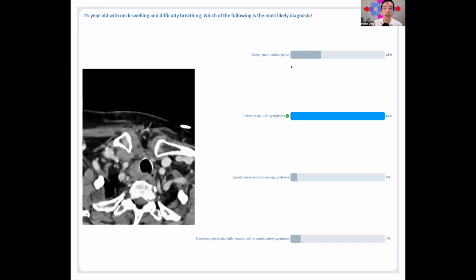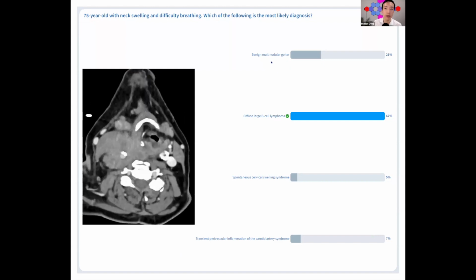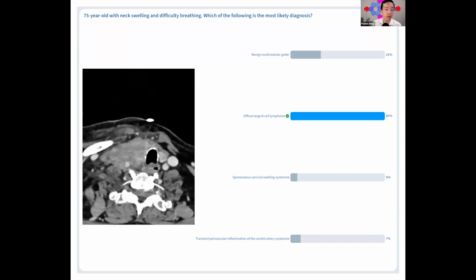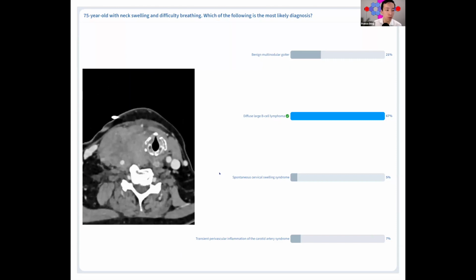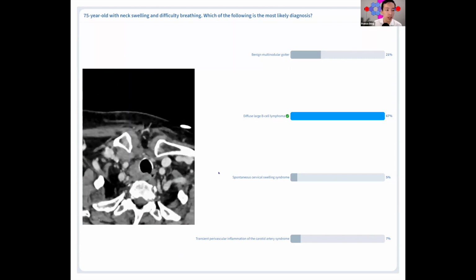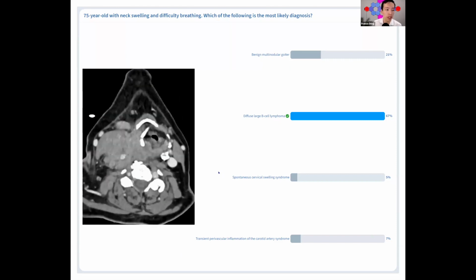The other answers here are not correct. Benign multinodular goiter would have the appearance of hyperdense thyroid tissue and has a well circumscribed shape to it.